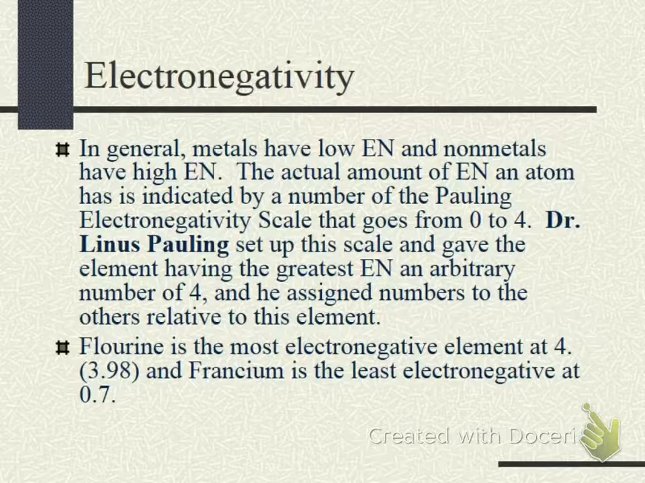So in general, metals have very low electronegativities because what did I tell you metals always do? They always give away. When I tell you that fluorine is the most electronegative, it's got a rating of 4. And everything else is relative to fluorine. Everything else is done based on fluorine.